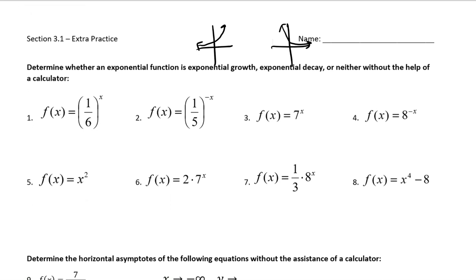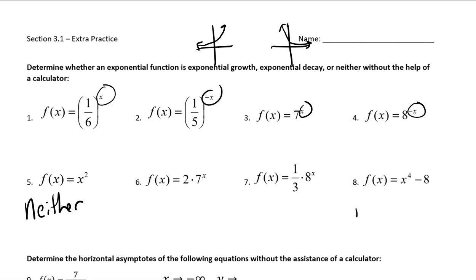Okay, so to be an exponential function, we talked about the variable has to be in the exponent. So this is an exponential function, exponential function, exponential function, but this one's not. The variable's not in the exponent for number 5. So that was supposed to be in neither. A parabola grows pretty quickly, but it doesn't grow exponentially.